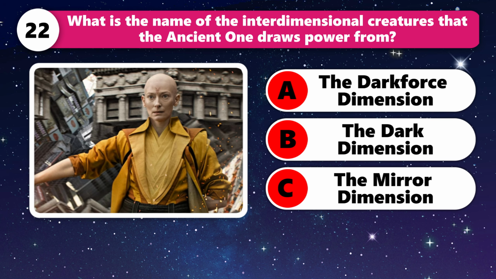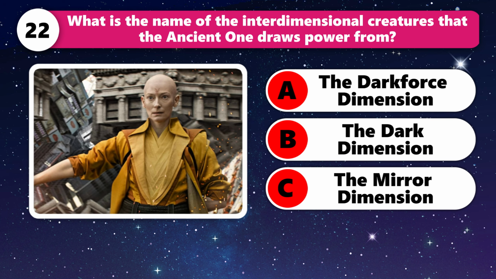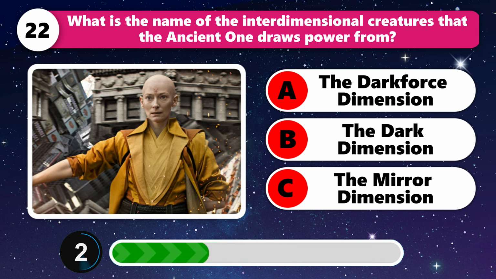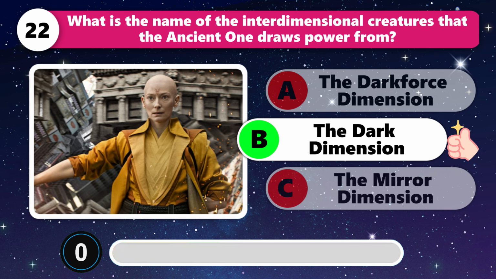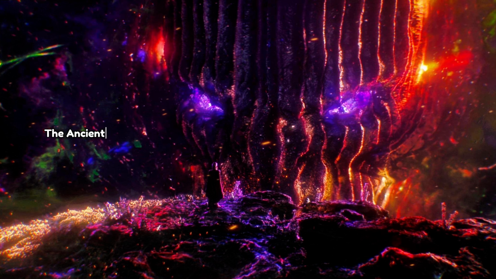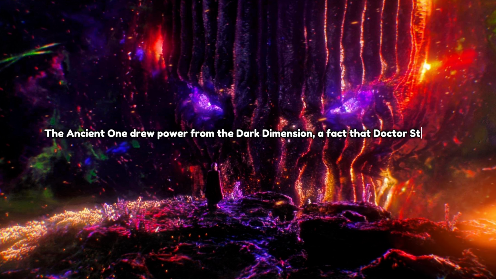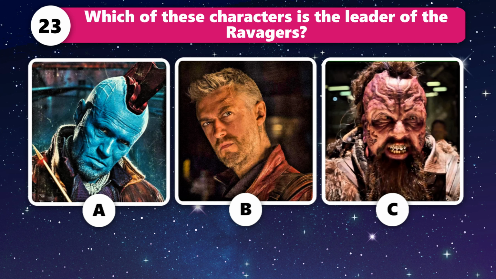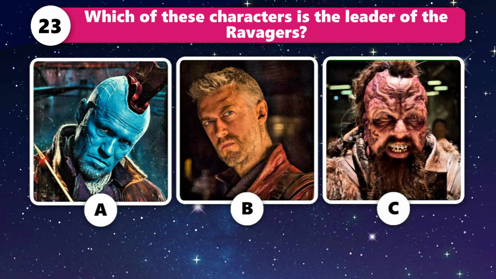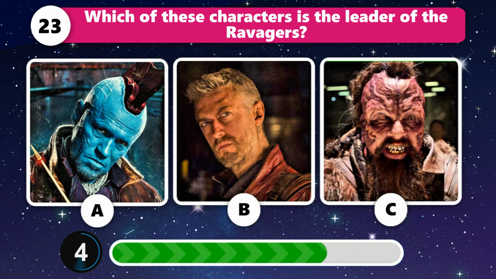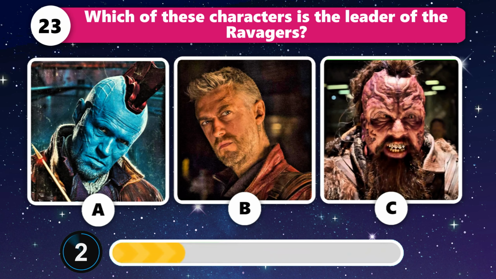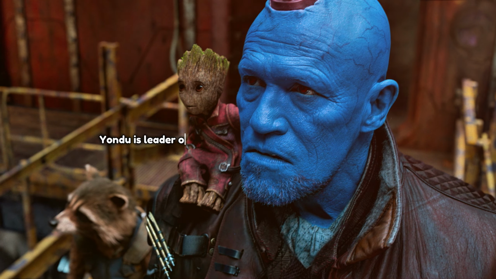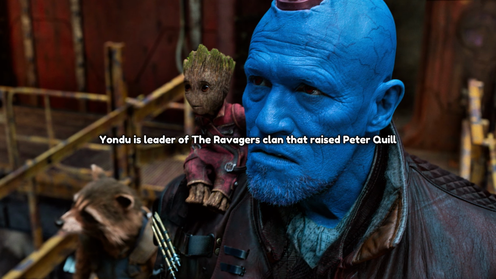What is the name of the interdimensional creatures that the Ancient One draws power from? Awesome! The Ancient One drew power from the Dark Dimension, a fact that Doctor Strange found troubling. Which of these characters is the leader of the Ravagers? You're absolutely right! Yondu is the leader of the Ravager clan that raised Peter Quill.